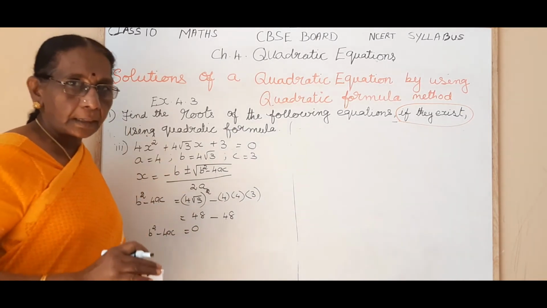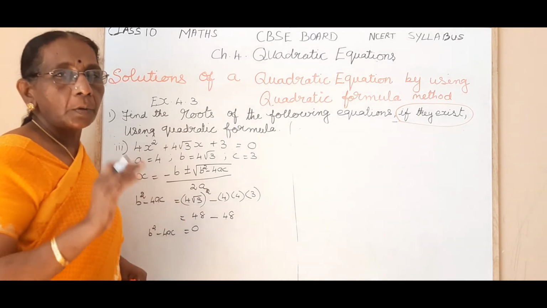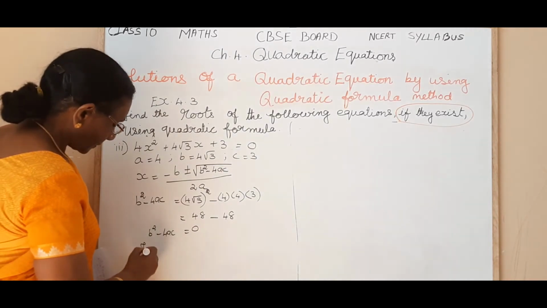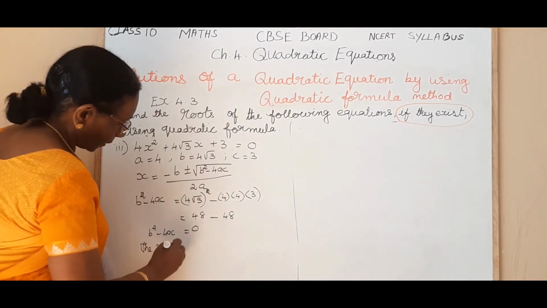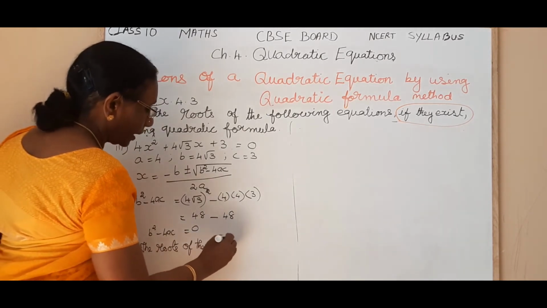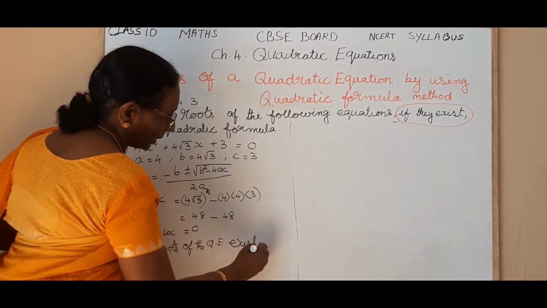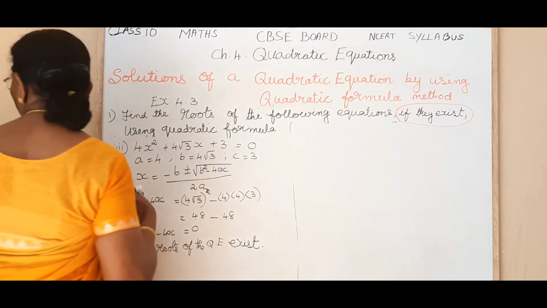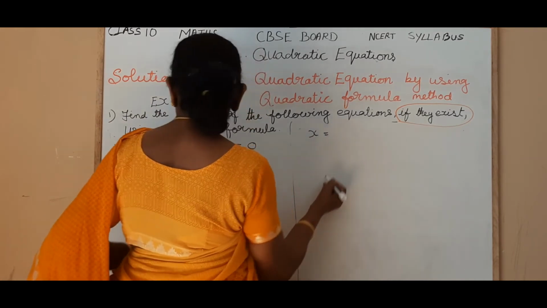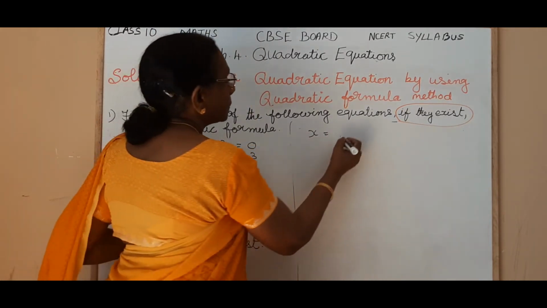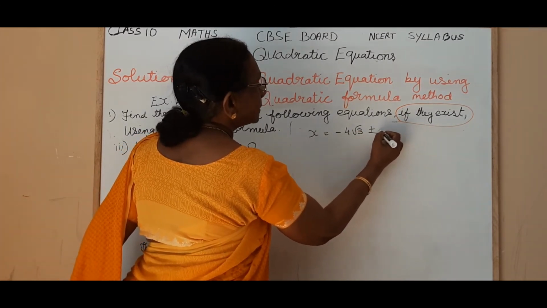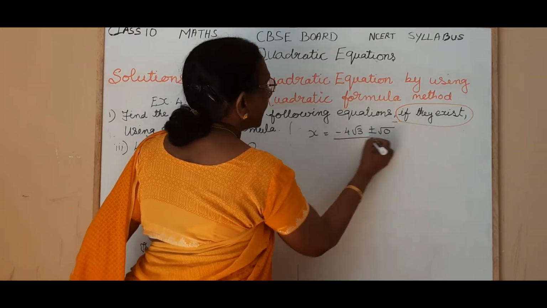Therefore, if it is greater than 0 or equal to 0, the roots of the quadratic equation exist. Isn't it? So the roots of the quadratic equation exist. Okay, now let us find the roots. How to find the roots? x is equal to minus b. b is 4 root 3, so minus 4 root 3 plus or minus root of 0 by 2a.